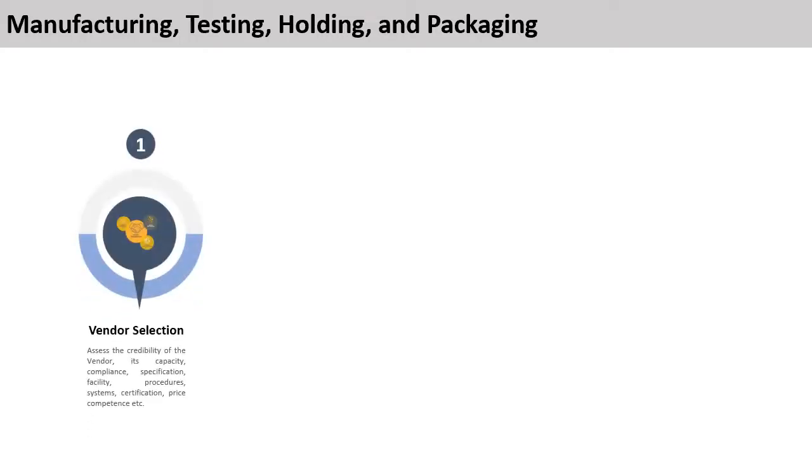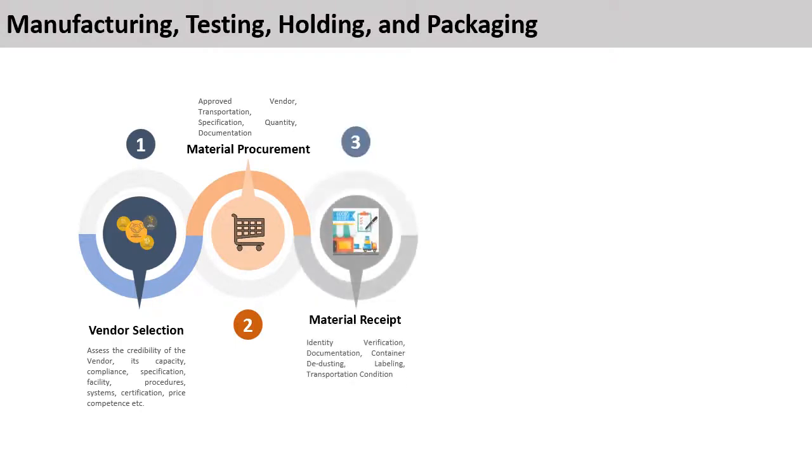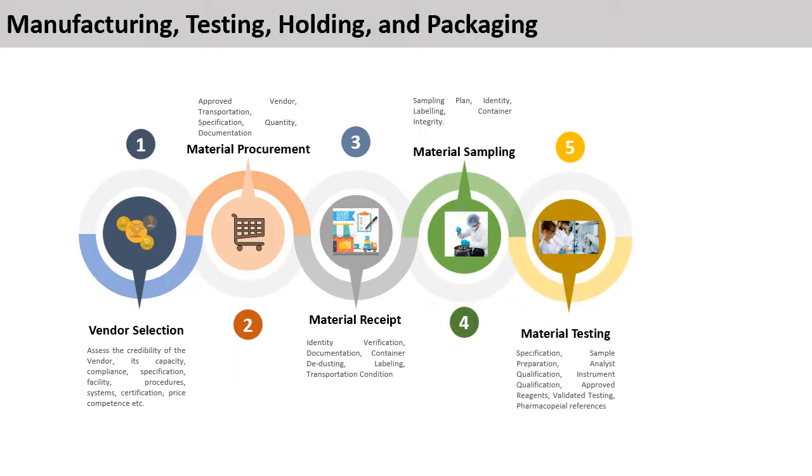Let's have a look at the manufacturing, testing, holding, and packaging process. It starts from vendor selection. Materials are procured from the approved vendor for the production forecast. The materials are received at the warehouse where they are verified for identity, intactness, quantity, and storage conditions. Material is sampled for testing. It is tested and, based on the results, it is rejected or approved.